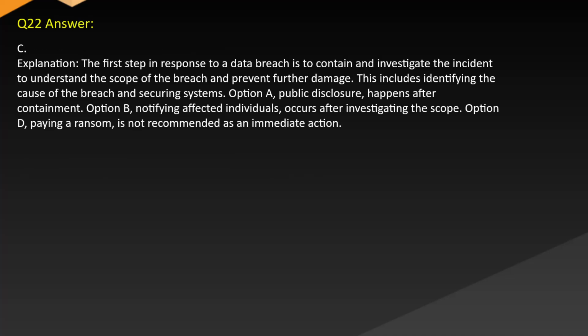Answer. C. Explanation. The first step in response to a data breach is to contain and investigate the incident to understand the scope of the breach and prevent further damage. This includes identifying the cause of the breach and securing systems. Option A, public disclosure happens after containment. Option B, notifying affected individuals occurs after investigating the scope. Option D, paying a ransom is not recommended as an immediate action.